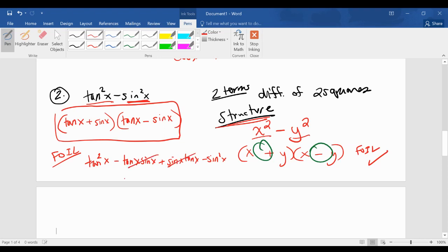These two terms cancel because they're exact opposites. If you don't see that, you can always use the commutative property to flip-flop those two factors. So tangent times sine, you have a minus in front. So negative tangent times sine and positive tangent times sine are going to cancel out. And sure enough, you're left with tan squared minus sine squared, which is exactly what we started with. So there's your factorization.